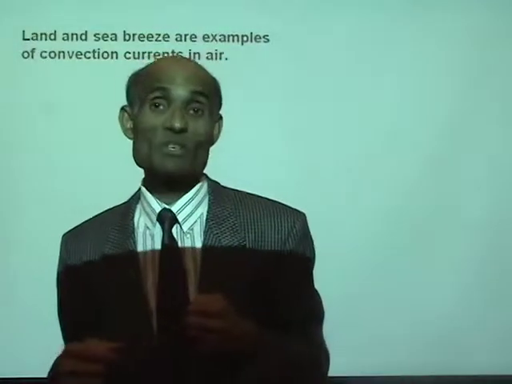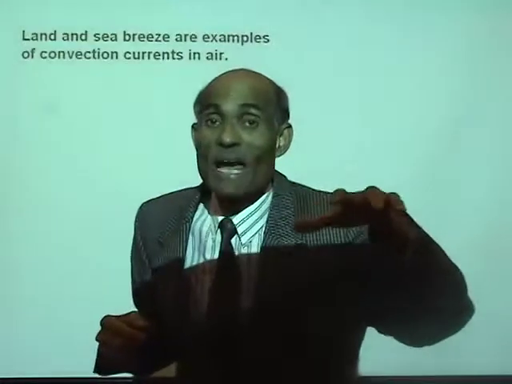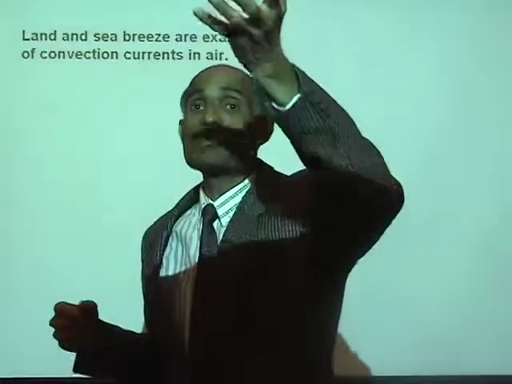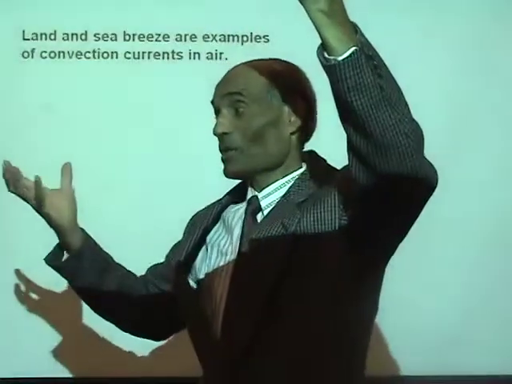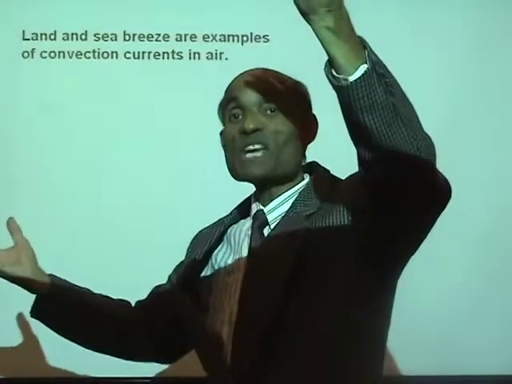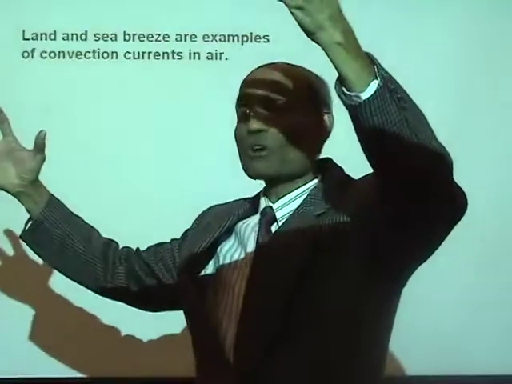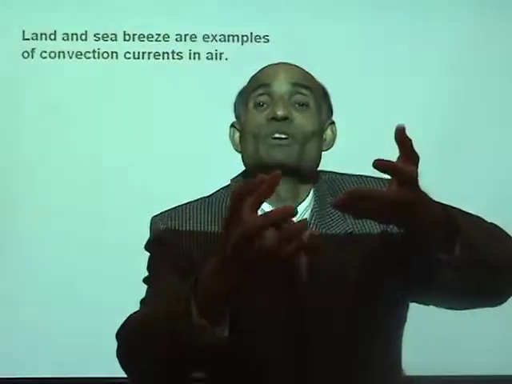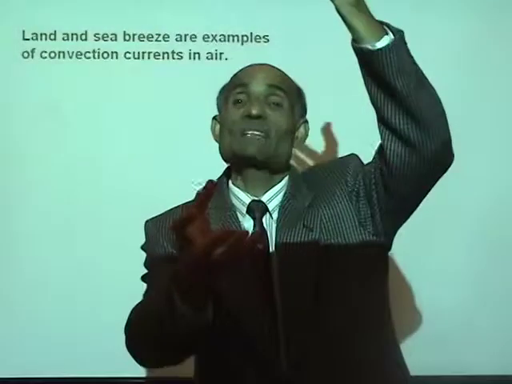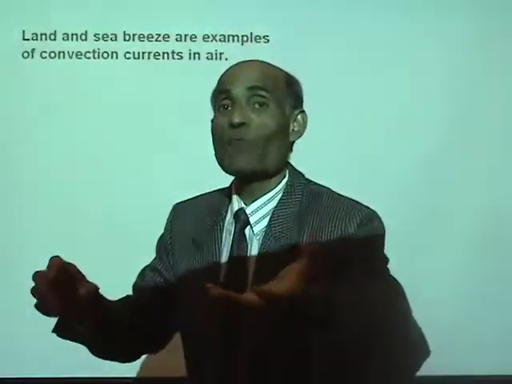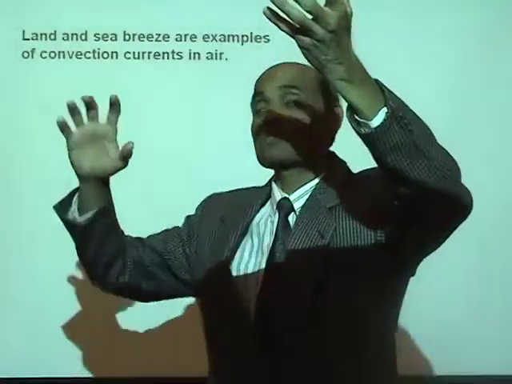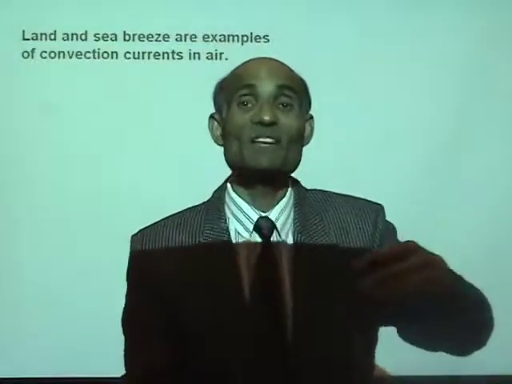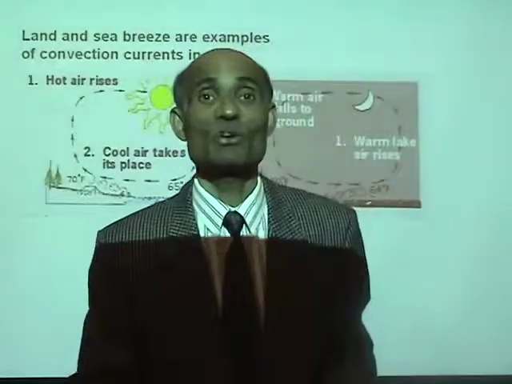So, what happens? The air above land will become hot and the hot air will rise. Now, the air above sea is still cold, and that cold air will move in to the place which is vacated by this rising air. So look at this, warm air from the land will rise, cold air from the sea will move in. That is called the sea breeze. Now look at this one now.